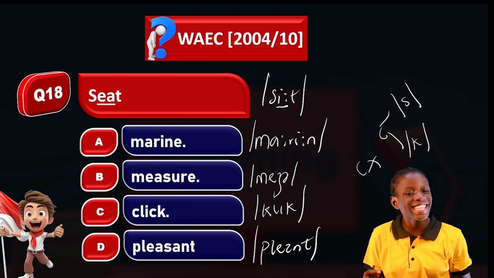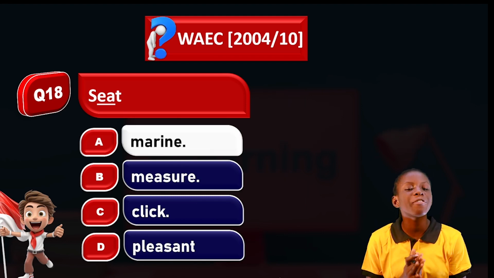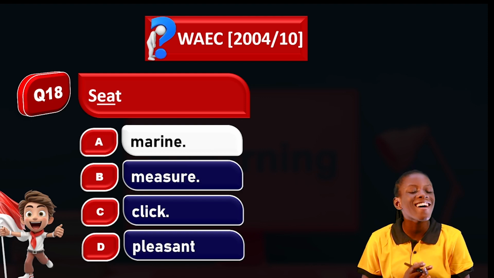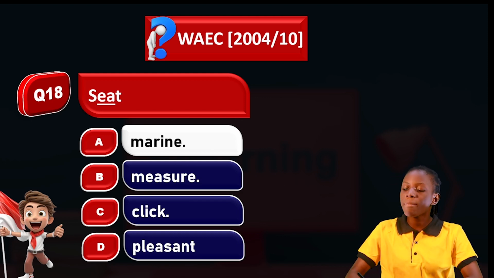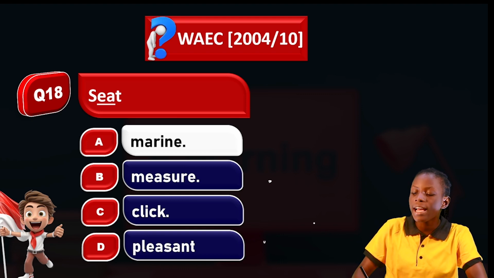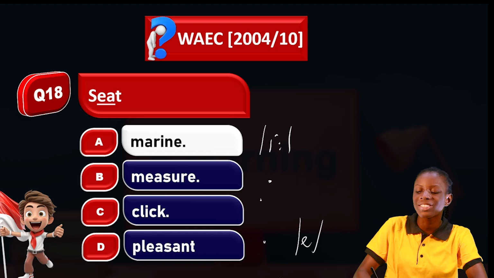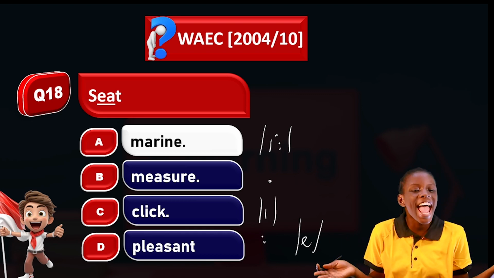We can clearly see that our answer is evidently option A, marine. The E sound is found in these two words, seat and marine, making marine our answer. While options B and D have the S sound, option A has the E sound, and option C has a short E sound. So my answer is option A.